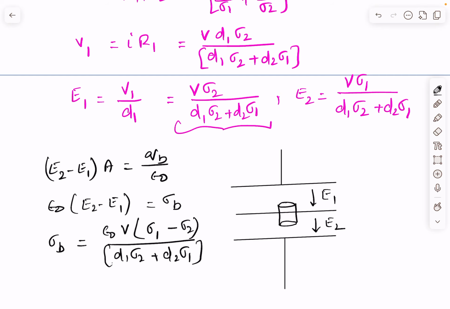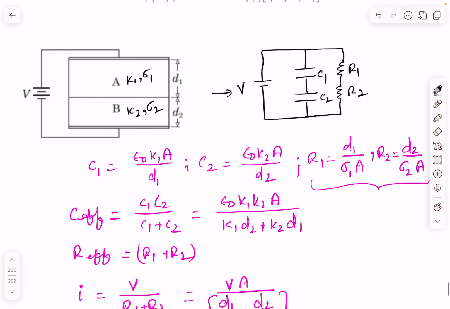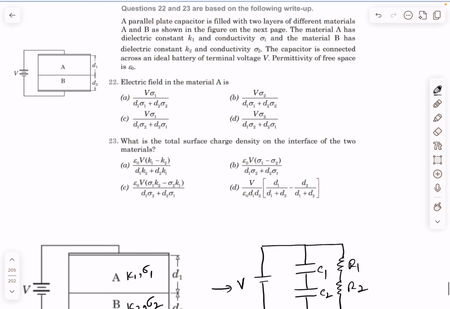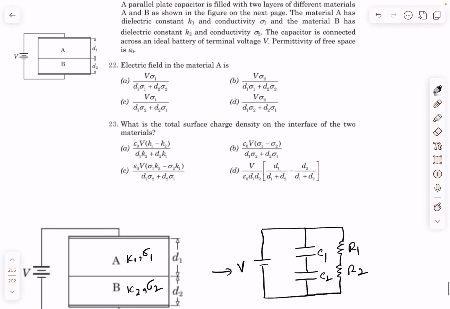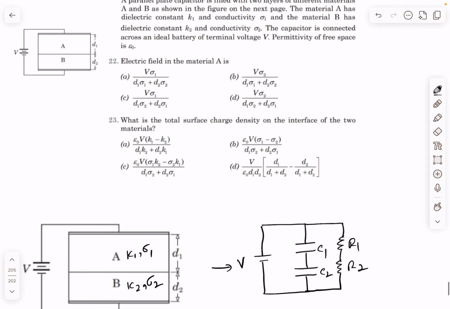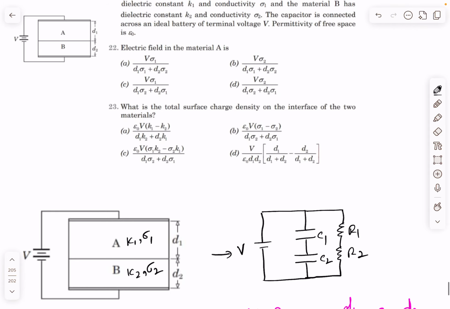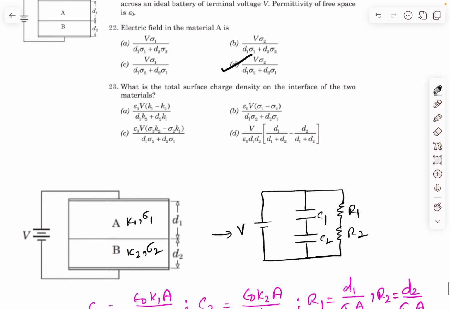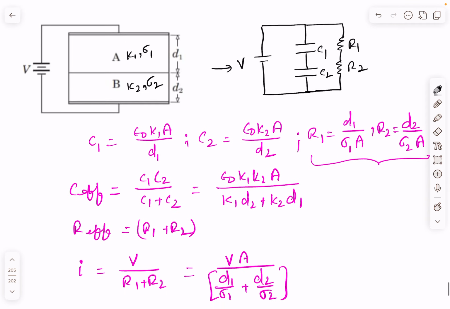So coming back to the problem, the correct option for the 22nd part will be D, and for the 23rd part, the correct option will be B. I hope the solution is clear to you.